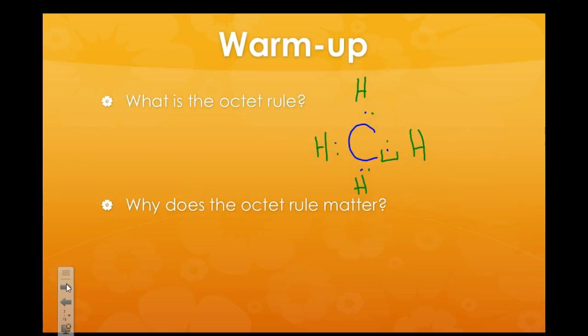Generally, I won't put dots where a bond exists. Instead, I'll use a line. So, for example, here, that line is equal to 2 dots or 2 electrons.